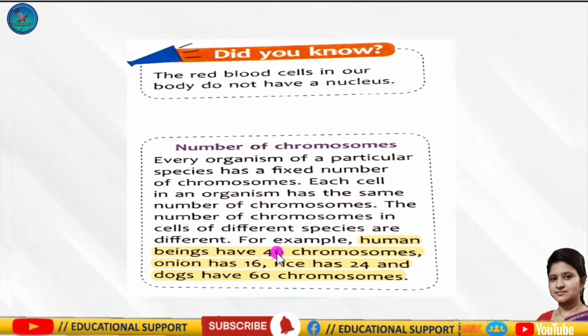Next is the "Did you know?" The red blood cells in our body don't have a nucleus. This is vital. And the number of chromosomes: every organism of a particular species has a fixed number of chromosomes. Each cell in an organism has the same number of chromosomes, and the number of chromosomes in cells of different species is different. For example, human beings have 46 chromosomes, onion has 16 chromosomes, rice has 24 chromosomes, and dogs have 60 chromosomes. So these are important.